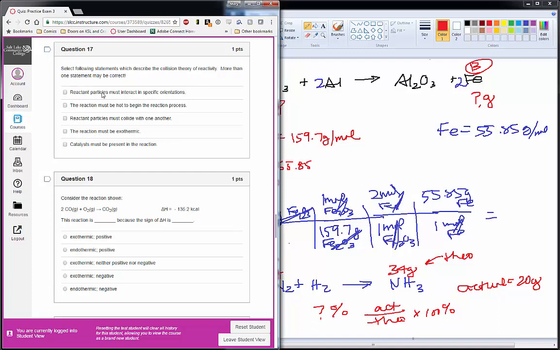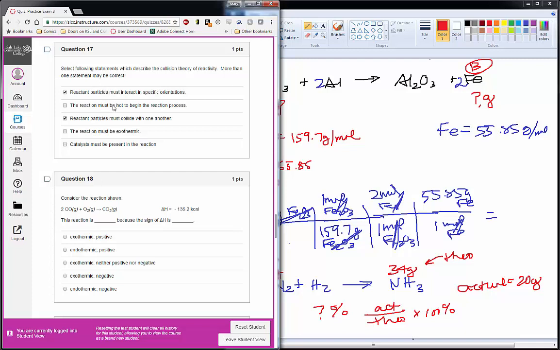Let's see, reactant particles, they must interact in specific orientations. Yes. Must be hot to begin the reaction process. No, although an increase in temperature can increase the rate, but not all reactions have to be hot. Reactant particles do need to collide. Yes, atoms don't do long-distance relationships. Reaction must be exothermic. No, reactions can be endothermic. And lastly, catalyst must be present. No, some reactions will go faster with a catalyst, but not all reactions require catalysts.